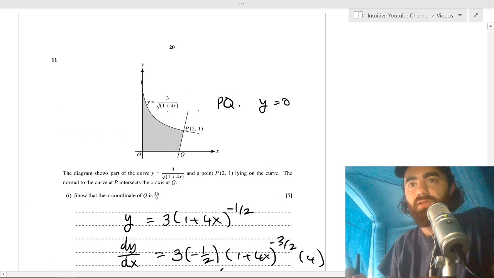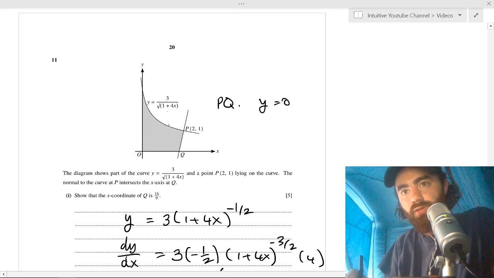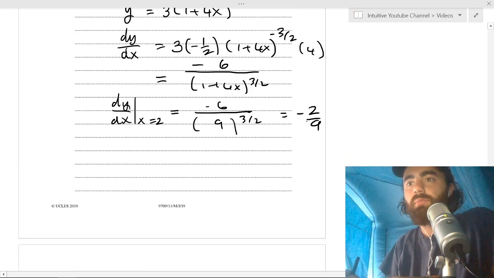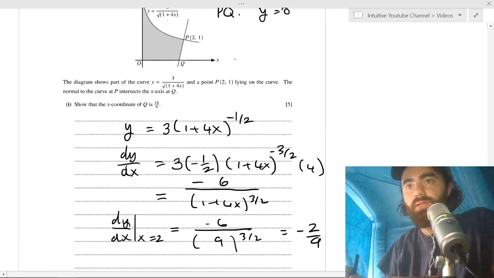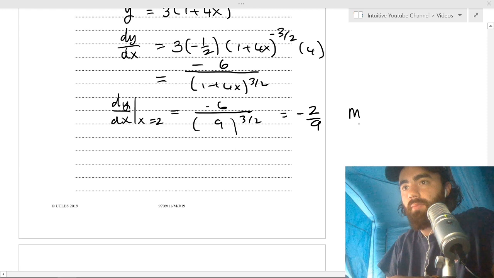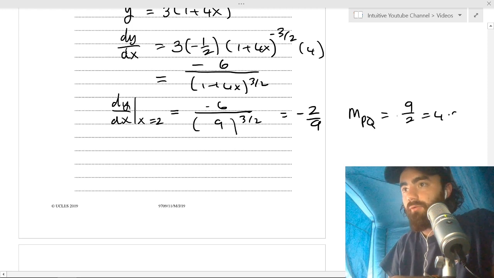And that makes sense because we're given a negative gradient, but you can see that the tangent there will be like a negative line. So the gradient of this PQ line will simply be the negative reciprocal of this tangent line at P. So we can say that m of PQ is then 9 over 2, which is 4.5.